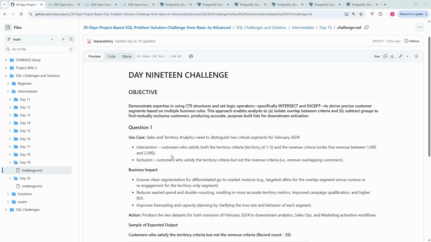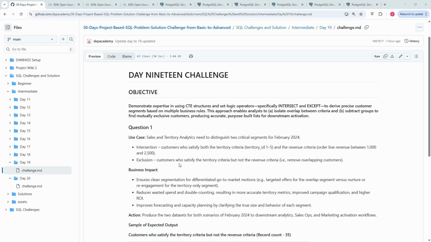Sales and territory analytics need to distinguish two critical segments for February 2024. The first one is customers who satisfy both the territory criteria, meaning territory ID is between 1 and 5, and the revenue criteria, which is between 1,000 and 2,500. So that's one set of data. And the other one is customers who satisfy only the territory criteria but not the revenue criteria.